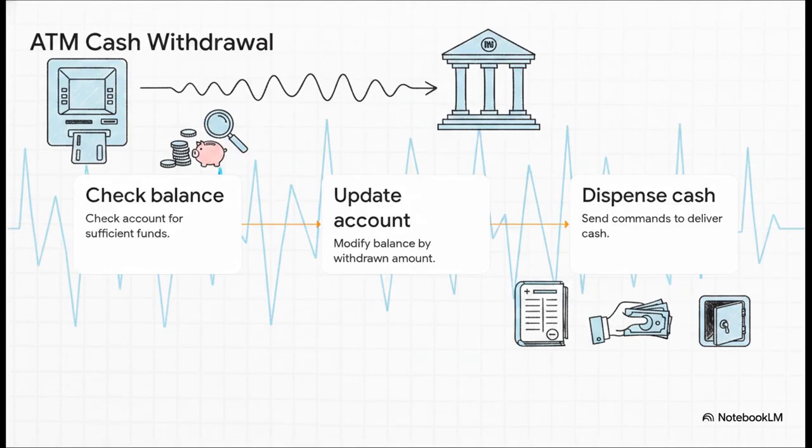Let's make this concrete with something we do all the time: withdrawing money from an ATM. This transaction involves 3 very distinct steps. First, the system checks your account balance to see if you actually have the funds. Second, it updates your account balance by subtracting the withdrawal amount. And third, it tells the ATM to physically dispense the cash. Until all 3 of those steps successfully complete, the transaction is unfinished, and the bank's database remains completely unchanged.